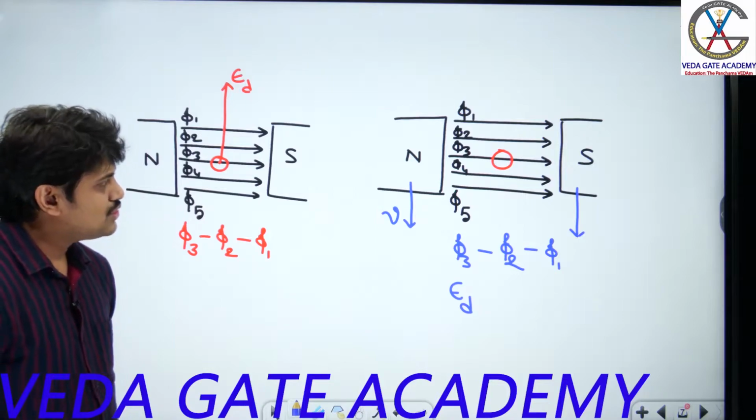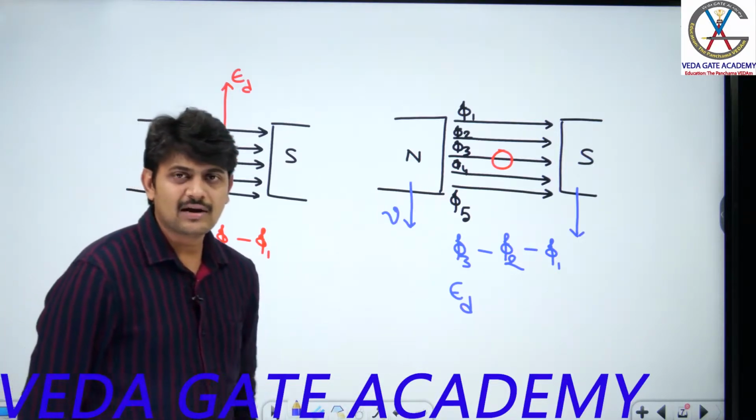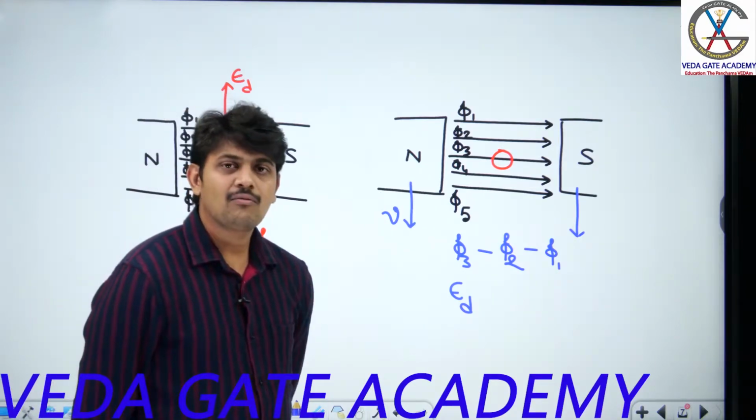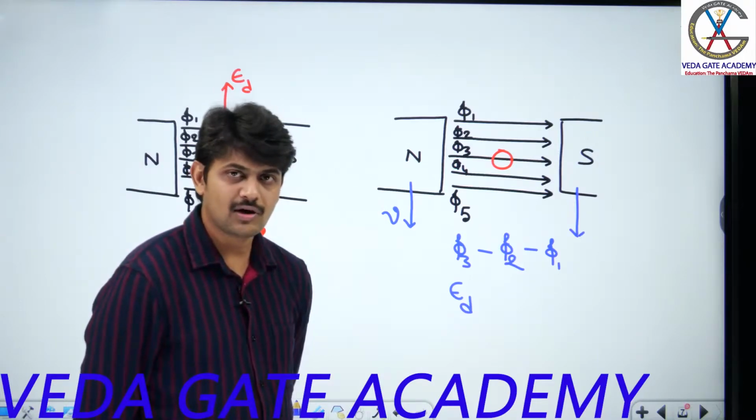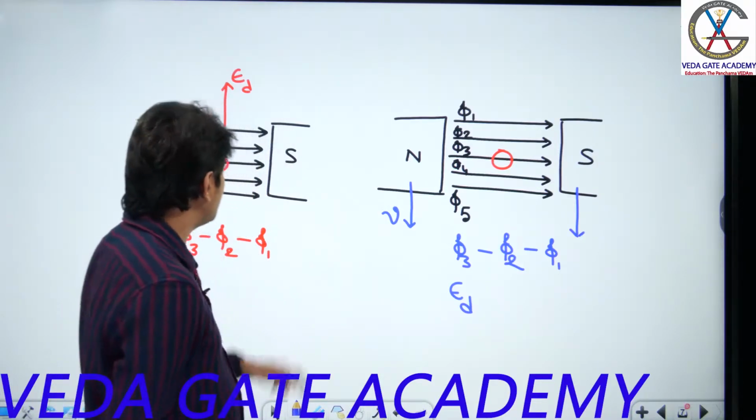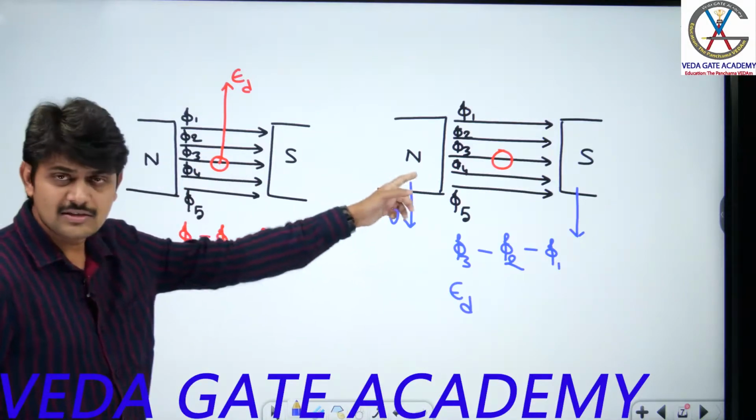So you need to understand one point here: in this case, am I moving the conductor or the magnetic field? We are moving the magnetic field. In which direction? Downward or upward? Downward direction. So I got the same kind of EMF. If you observe, the change in flux linkages in this case and in the previous case are both the same.